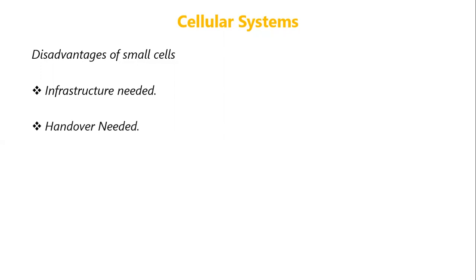If a user is moving, then obviously after a period of time, he will reach a point where he may lose the connectivity with his base station. So in that case, his mobile phone should be connected with another base station in the place where he is going. That process is called handover. If there are thousands of base stations, the handover has to be performed effectively. But if there is only one base station for the whole country, then there is no question of handover.